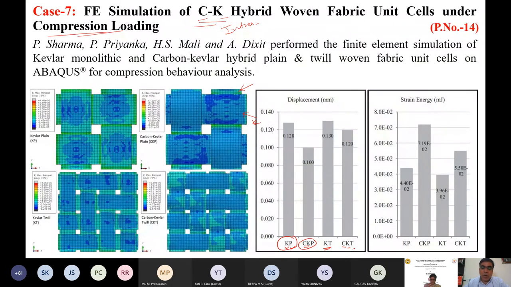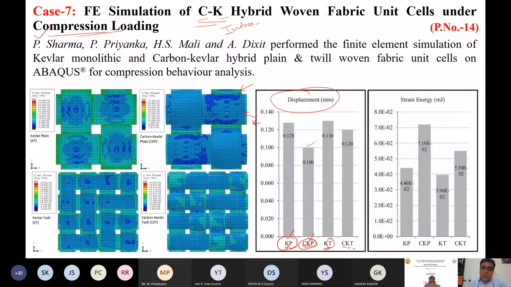This is not at all possible experimentally, or if you do it by chance, it takes lots of time and lots of resources. So I wanted to know what the behavior is going to be under compression. Look at this. If you just compare displacement in compression loading, this is the displacement in KP and this is the displacement when the K has been hybridized with carbon. So displacement has been reduced. Similarly, this is the plain one.